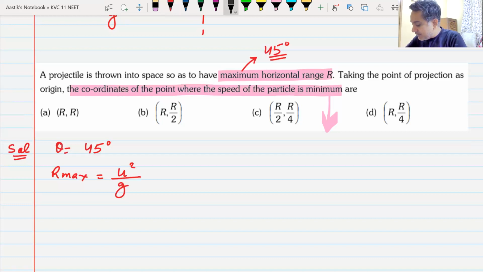At which point, my dear friend, is the speed minimum? Tell me. At which point is the speed minimum?